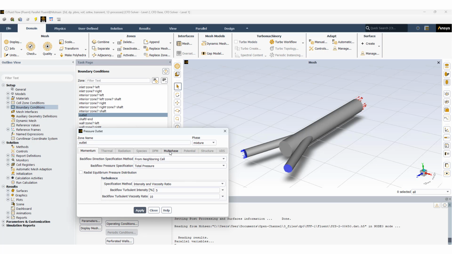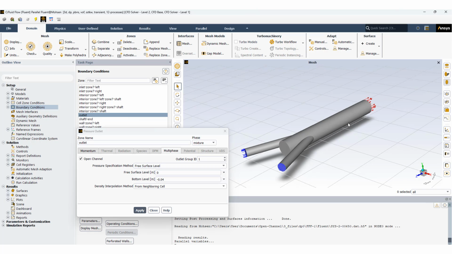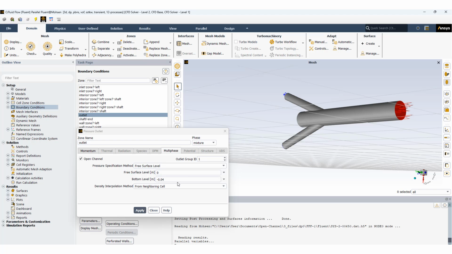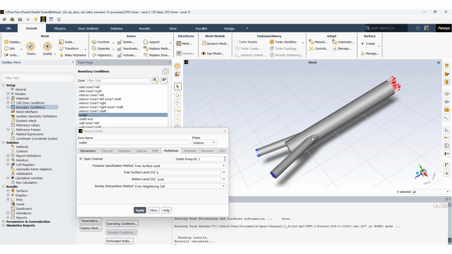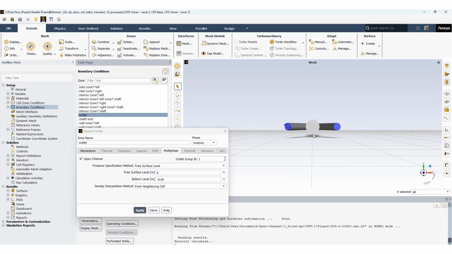For the momentum part, for multi-phase, again I activated open channel. I have to tell the solver where is the free level at the outlet and where is the bottom. And you can see that the bottom of the larger tube, okay, is lower than the bottom at the inlet.